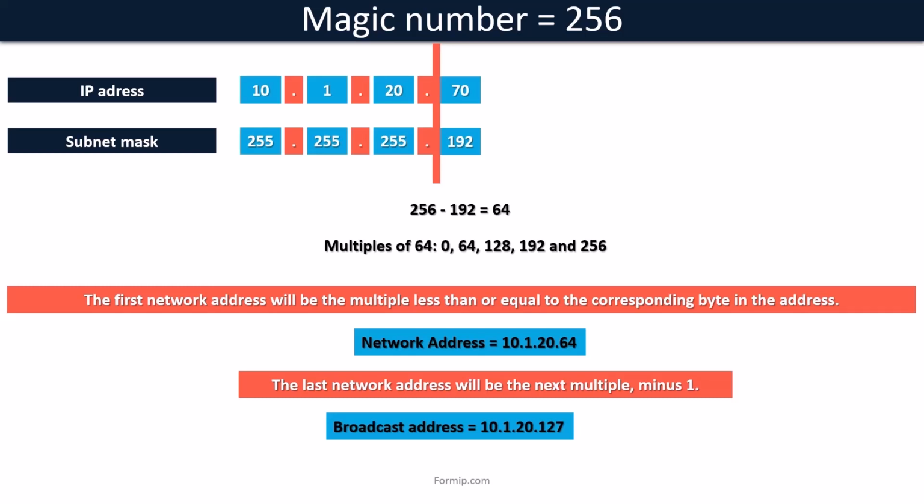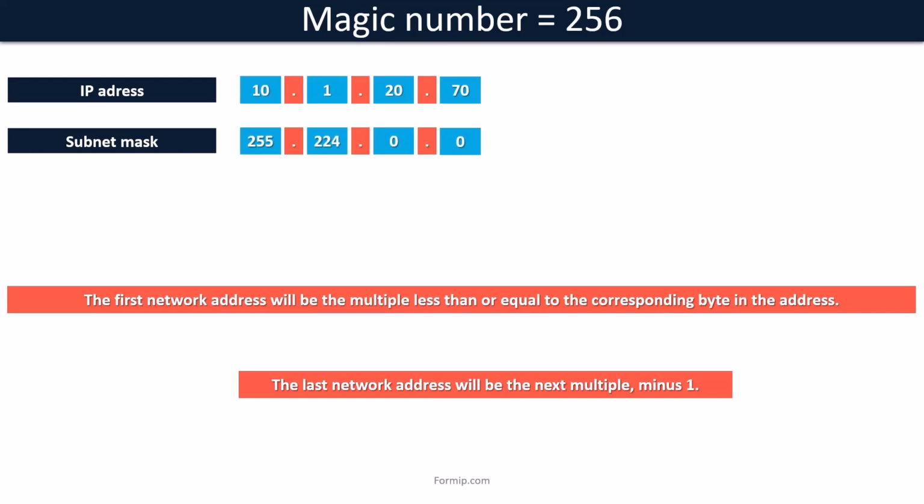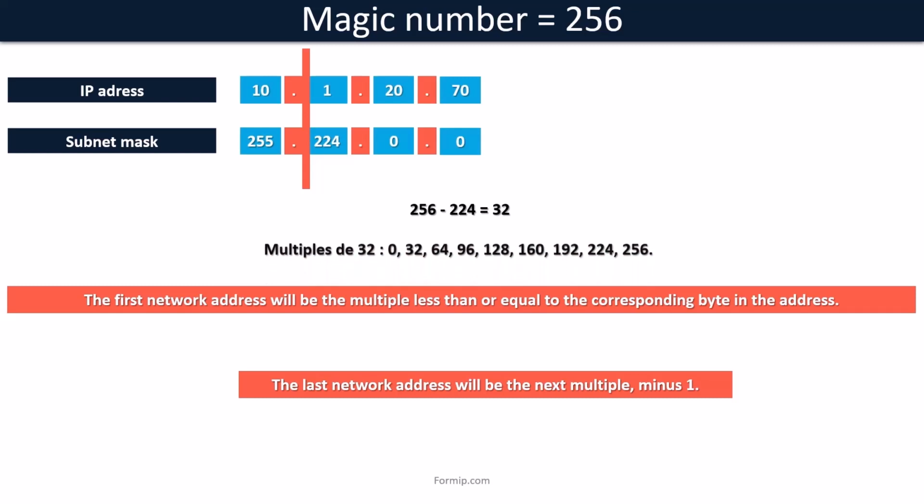As you have seen, no binary conversion was necessary. We will take one last example. The same IP, but this time with the mask 255.224.0.0. We see here that the significant byte, the one where the separation takes place, is 224, which corresponds to the second byte. We subtract 224 from our magic number, which gives us 32. The multiples of 32 are 0, 32, 64, 96, 128, 160, 192, 224, and 256. In our mask, the separation took place on the second byte. The network address is therefore the last multiple of 32 less than or equal to 20. It is the multiple 0.